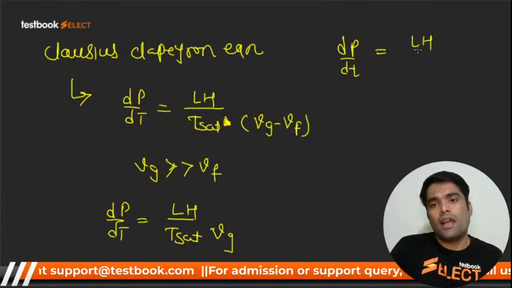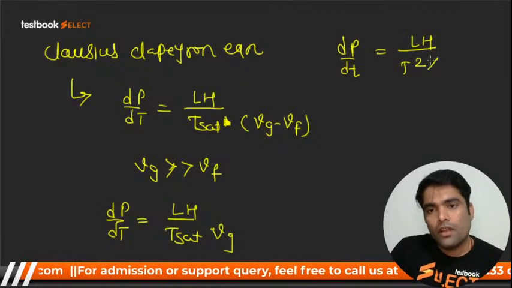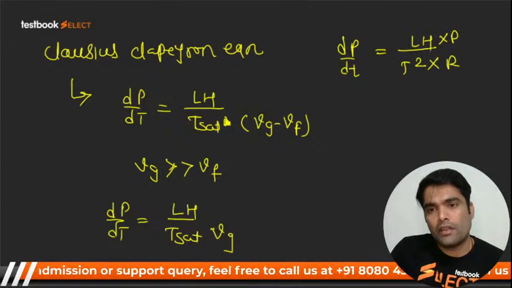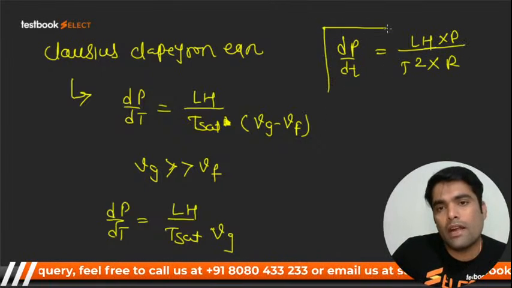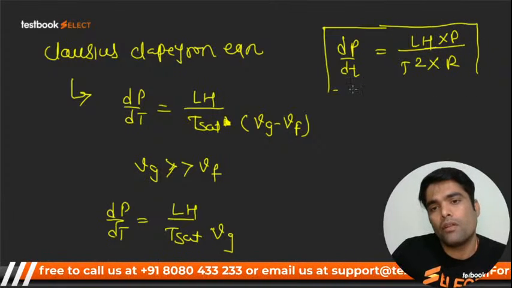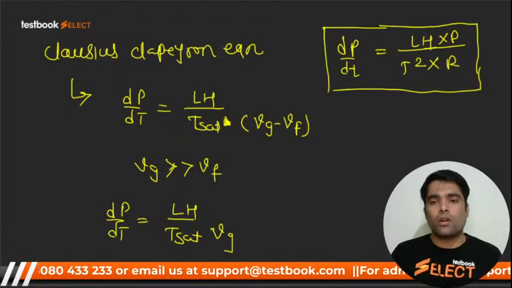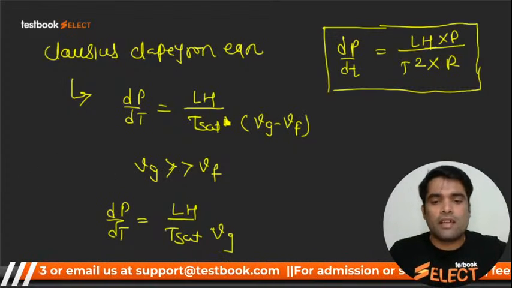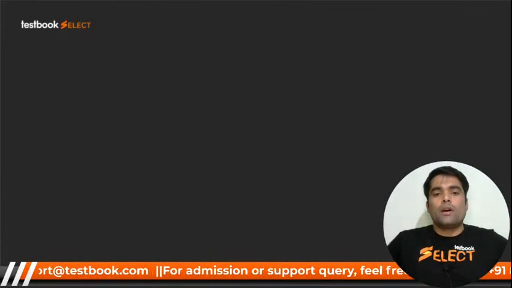So it should be what? Latent heat divided by what, my dear? T square into R multiplied by P over here, right? Yes or no? And this will be the required equation, that is Clausius-Clapeyron. So my dear, in this way, we have already revised thermodynamics. The complete thermodynamics is over now.